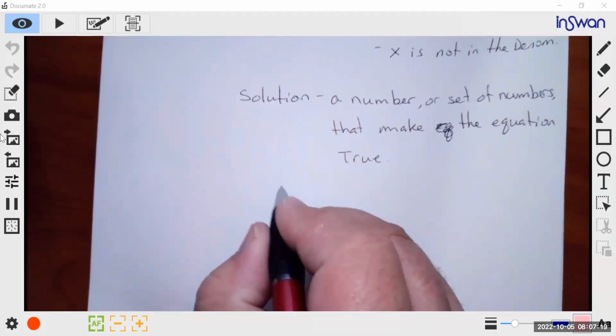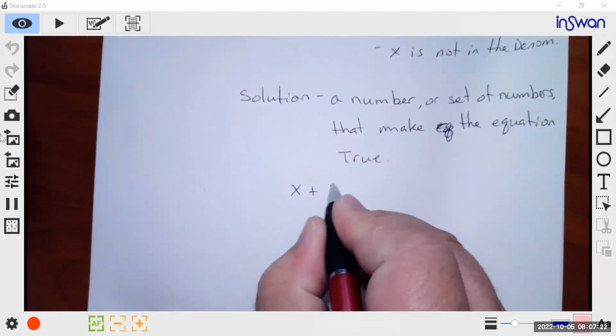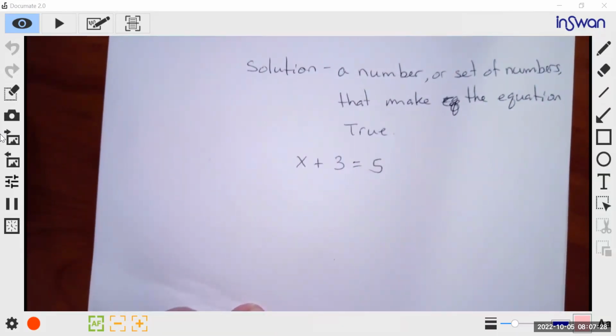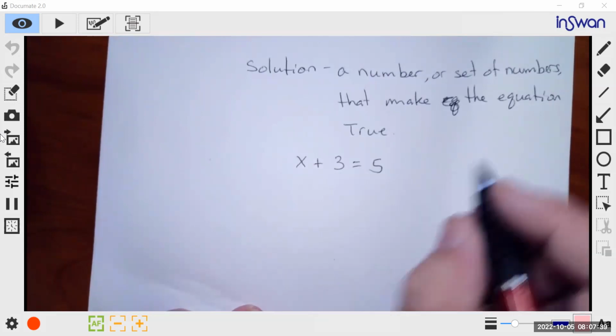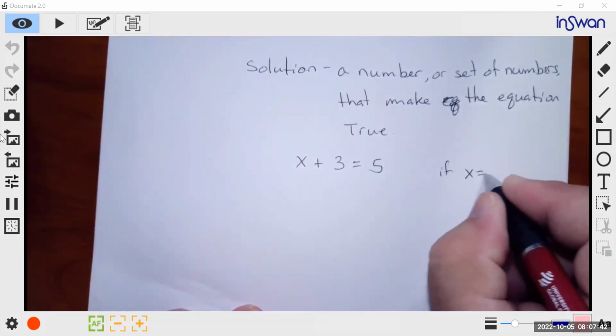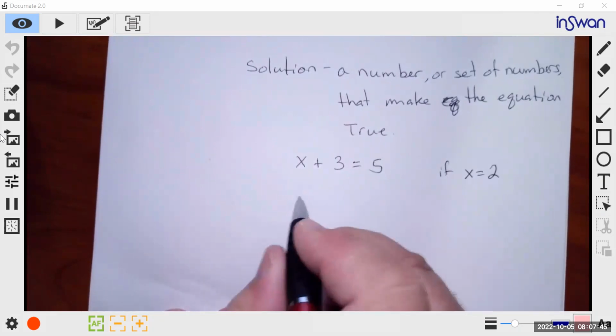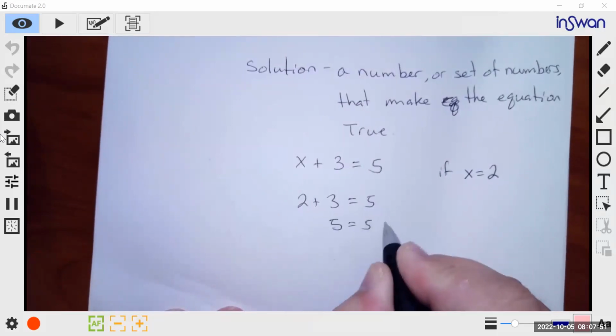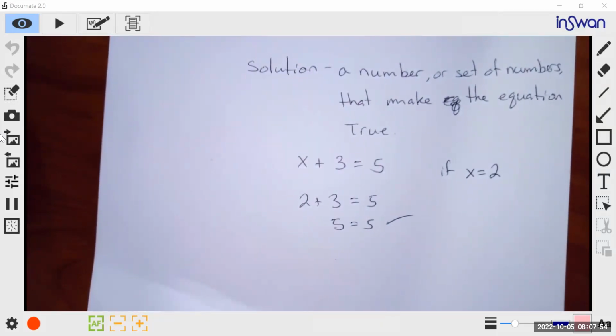What does that mean? If we have the equation x plus 3 equals 5, we know that the only way this could be true is if x equals what? Yeah. If x equals 2, then we can test it. 2 plus 3 equals 5. 5 equals 5. That's a true statement. So in other words, it's a number or set of numbers that make both sides of the equation equal to each other.